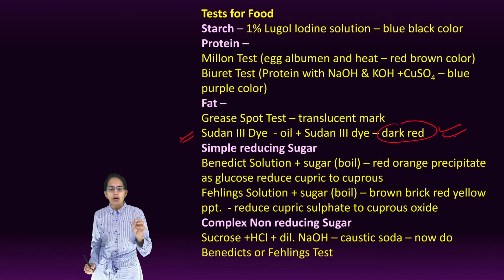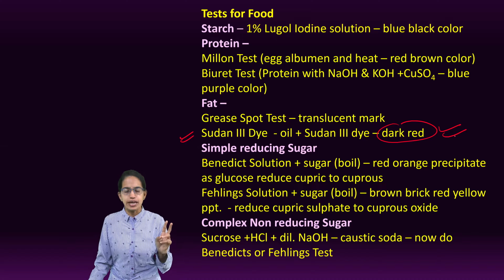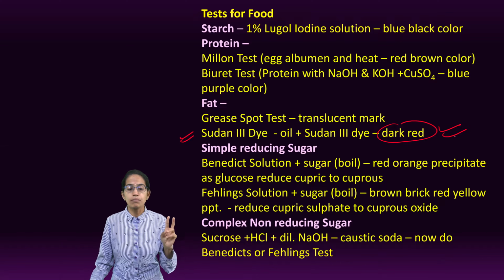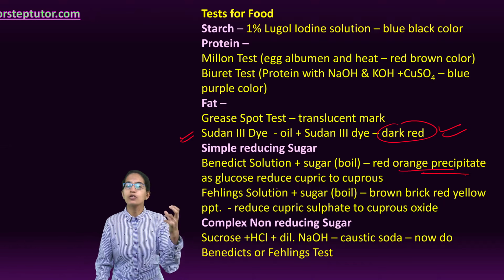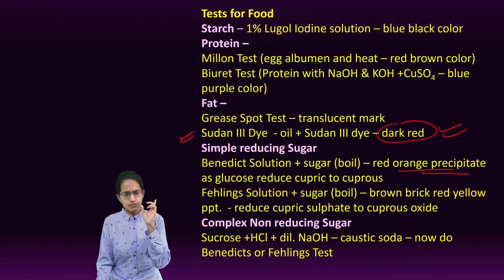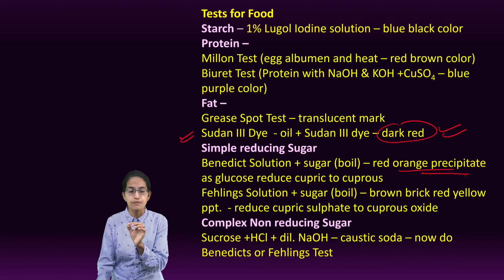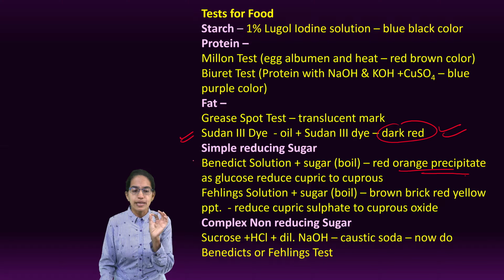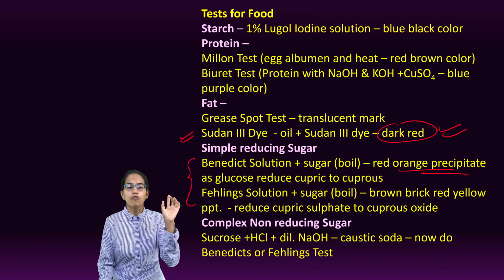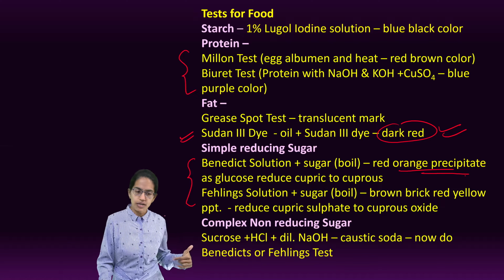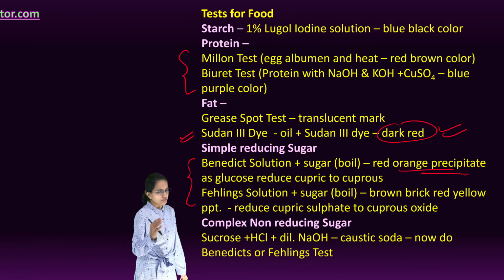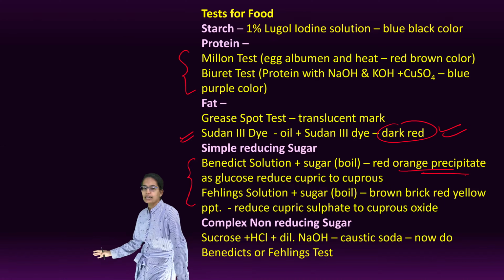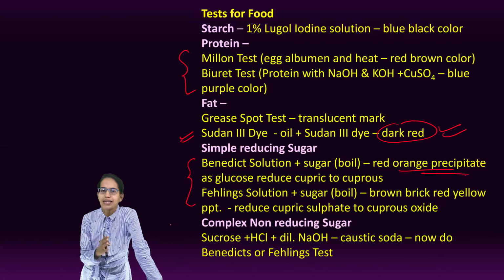Now, for carbohydrate, 2 important tests: the Benedict test and the Fehling test. The Benedict test uses Benedict solution. With the Benedict solution, you use sugar and boil it. A red-orange precipitate is formed where glucose reduces cupric to cuprous, and that leads to a red-orange precipitate. I repeat again, for carbohydrate, Benedict solution and Fehling solution are used. For protein, the Millon test and Biuret test. Benedict solution combines with sugar, and when boiled, gives a red-orange precipitate, indicating that the cupric has changed to cuprous.